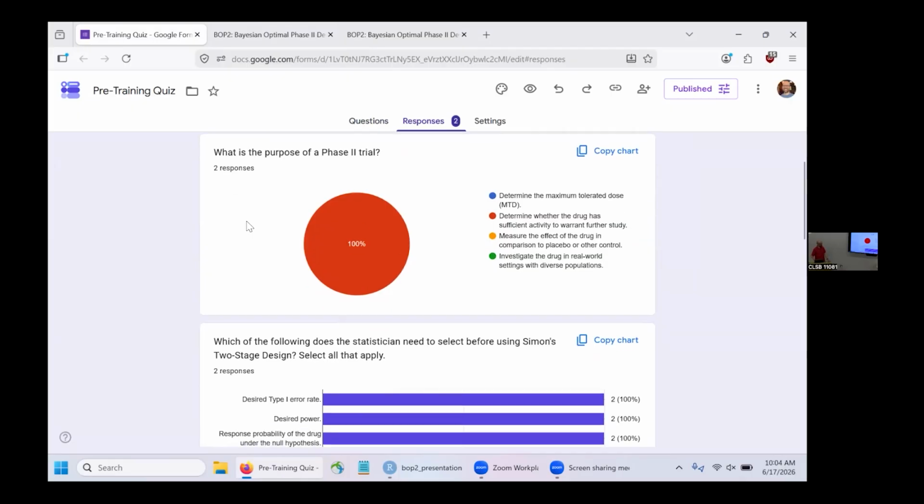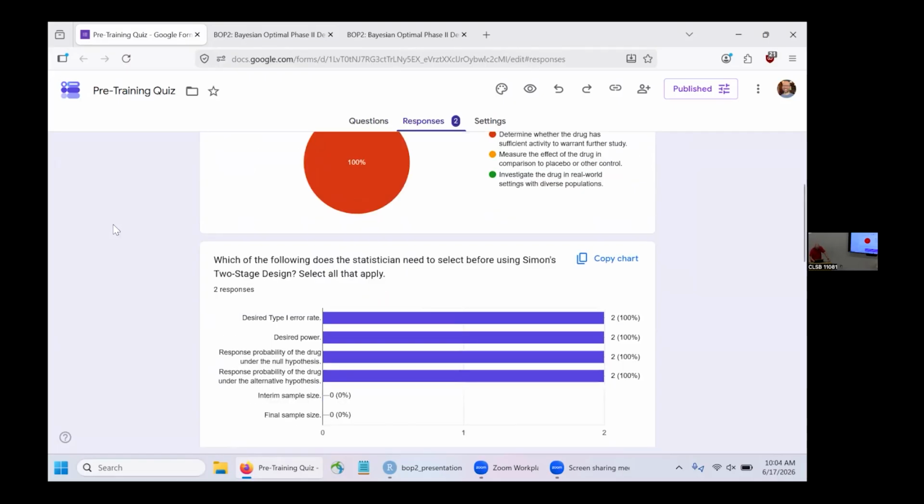So first, what is the purpose of a phase 2 trial? Everyone, all two people, said, determine whether the drug has sufficient activity to warrant further study. Fantastic. This is the correct answer. So we're all on the same page.